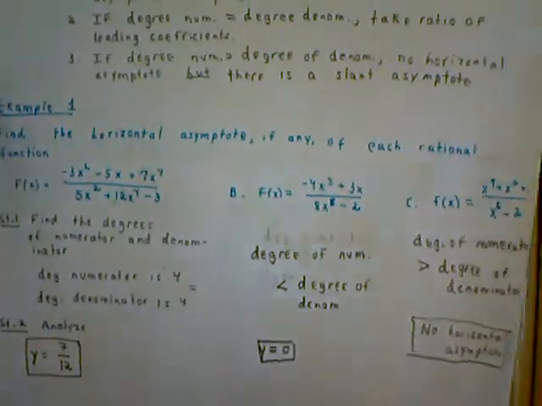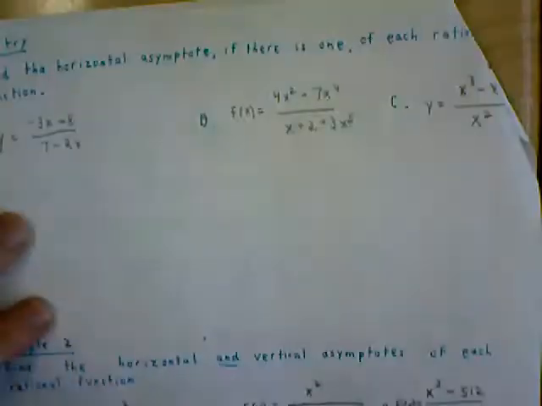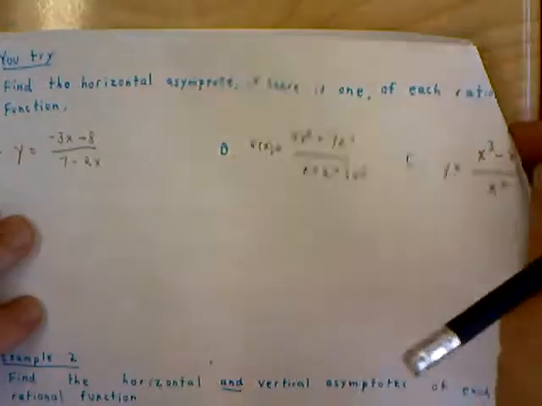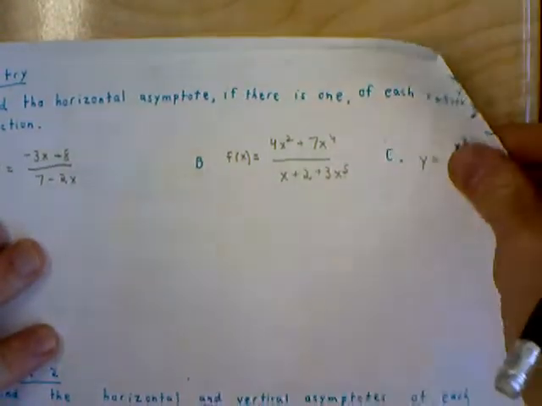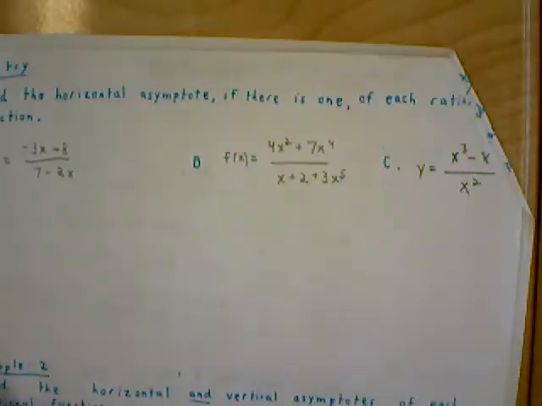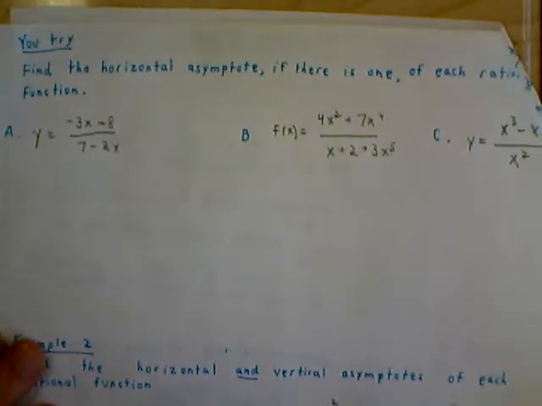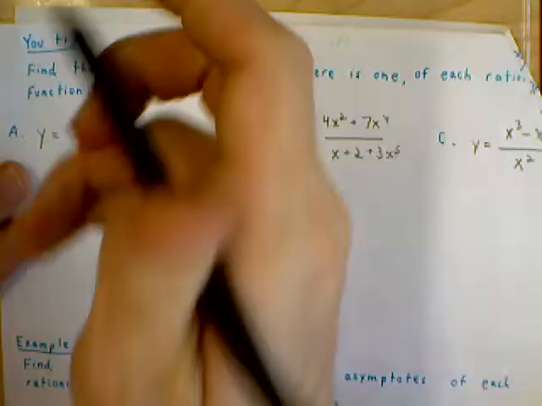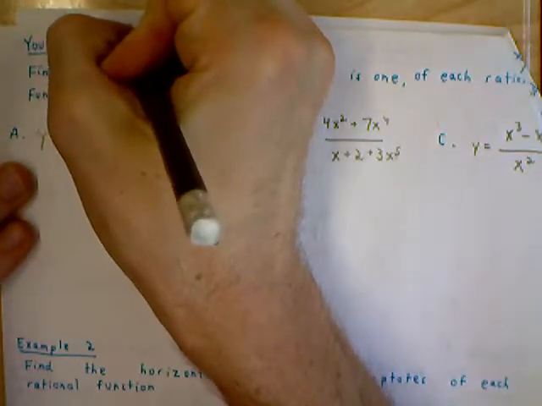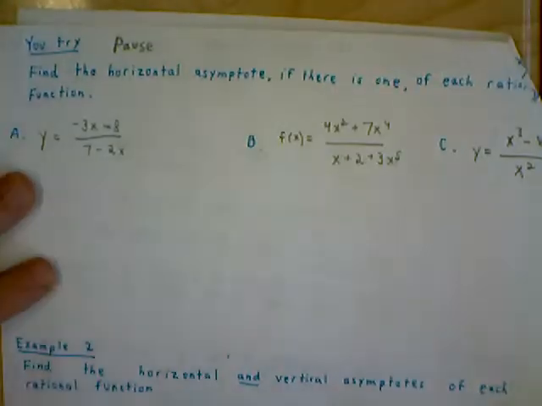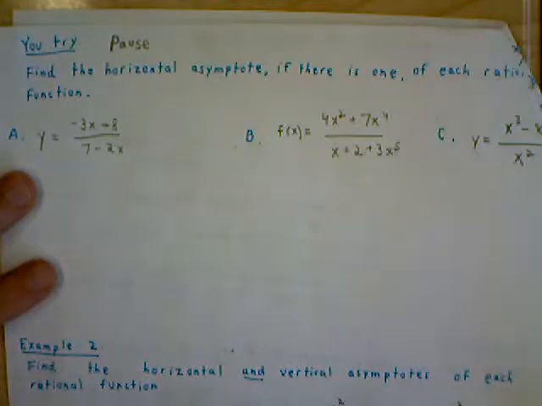All right. On the next 3 problems, I want you to pause the video and try these out. We have find the horizontal asymptote if there is one of each rational function. Go ahead and pause and try these and just test your work. All right, I'm going to keep going.